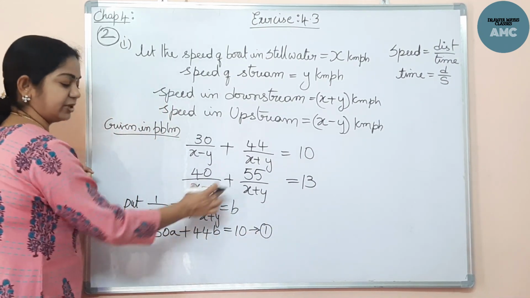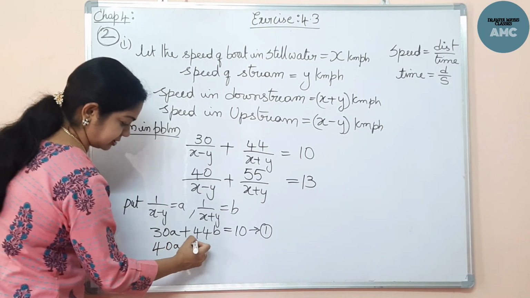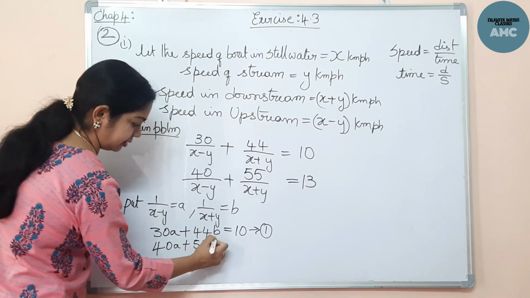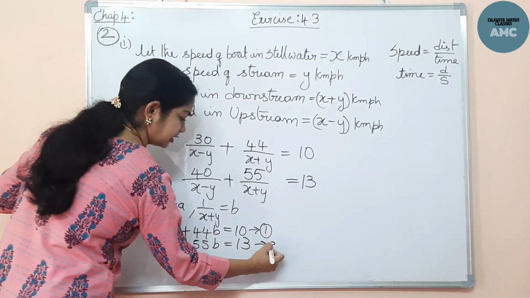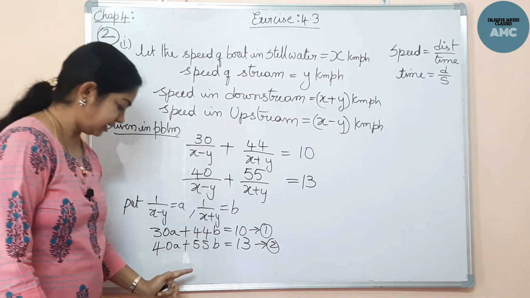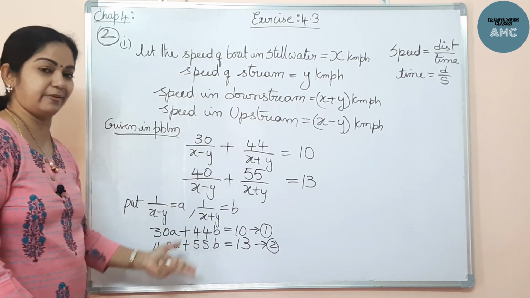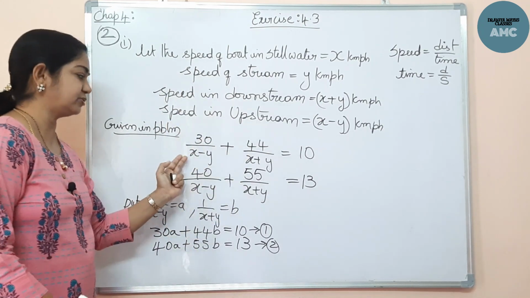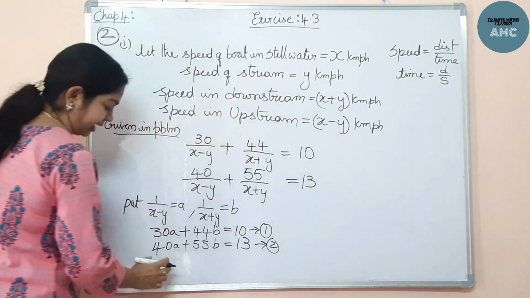Now here I'll substitute a and b. 40a plus 55b equals 13 hours. This is equation 2. So these two equations, by the elimination method or the substitution method, we will be solving. We will get a and b, reducing them to x and y, and we will find the speed of the boat as well as the stream.